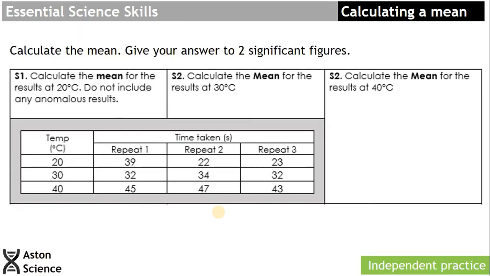Now there are some questions that I'd like you to have a go at. These questions are asking us to calculate the mean, and give your answer to 2 significant figures. Watch carefully because in question 1 only, it's asking you to not include any anomalous results. So make sure when you're working out the mean for 20 degrees, you don't include any anomalous results. For the second and third questions, you just have to calculate the mean. So pause the video now, have a go at the 3 questions, and when you're ready, press play.